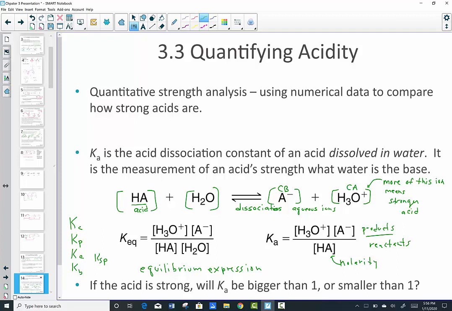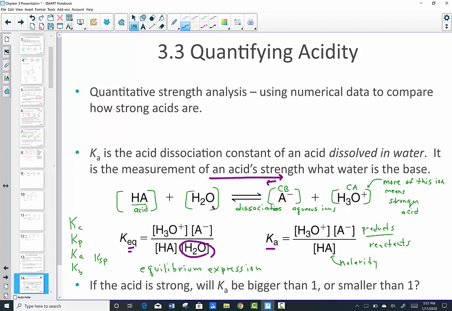By the way, do you see how Keq incorporates the water concentration here, and the Ka eliminates the water because it's a pure liquid? Do you remember learning pure liquids and pure solids fall out of Ka expressions or Kb expressions, K expressions in general? So because it's a pure liquid, it dropped out. We get the Ka expression.